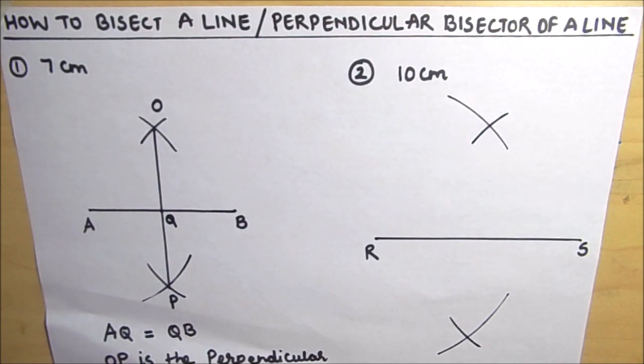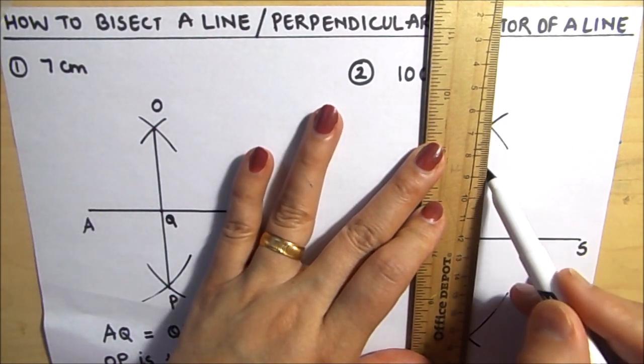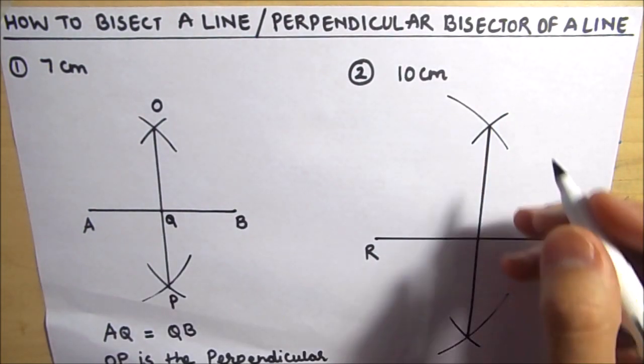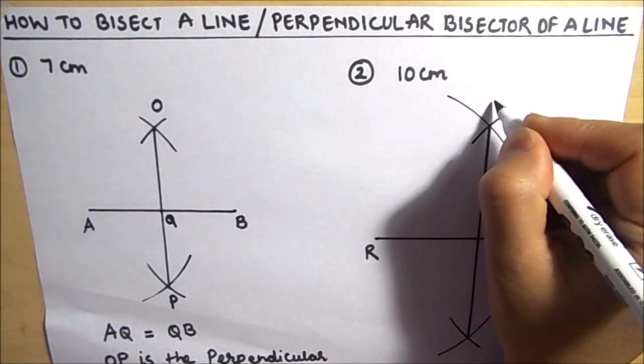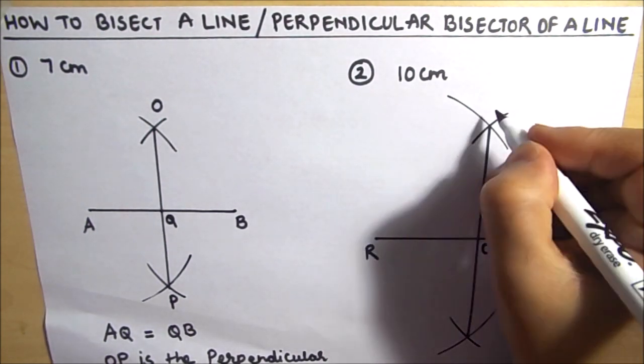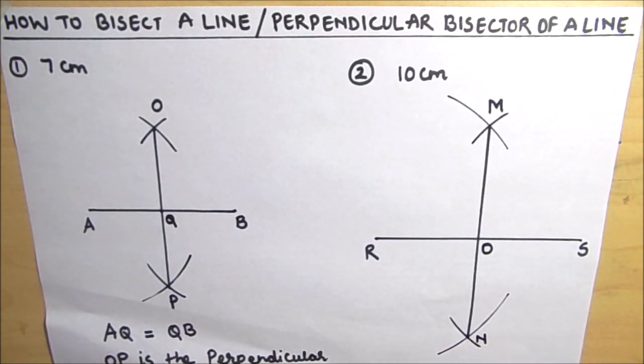This is our third step. Now our fourth step is to join the 2 points where the arcs intersect on top and bottom of the line. So this is our arc. Let's name this as O, this as M and N. So here OR is equal to OS, because MN is the perpendicular bisector.